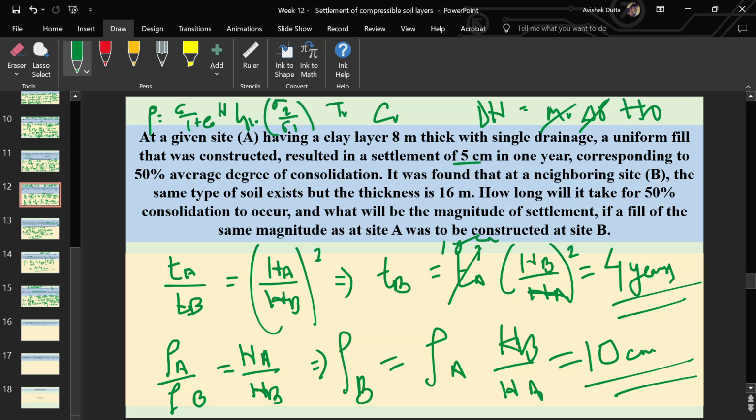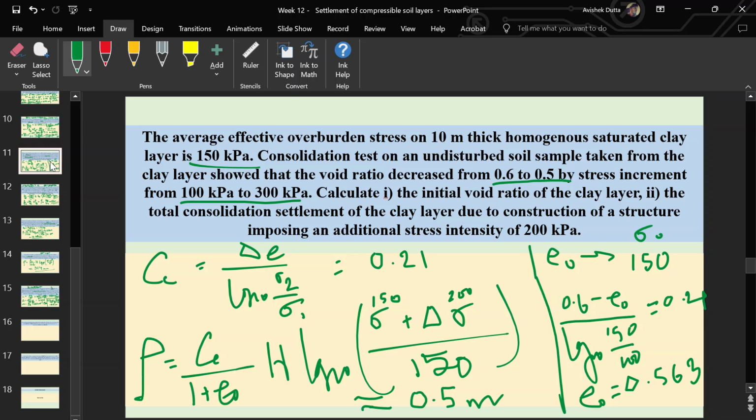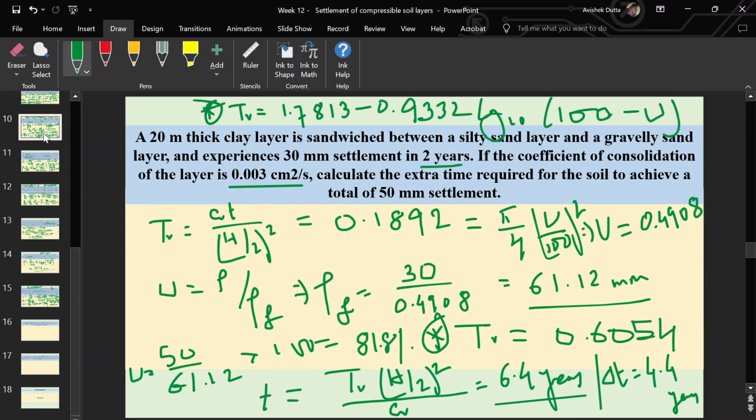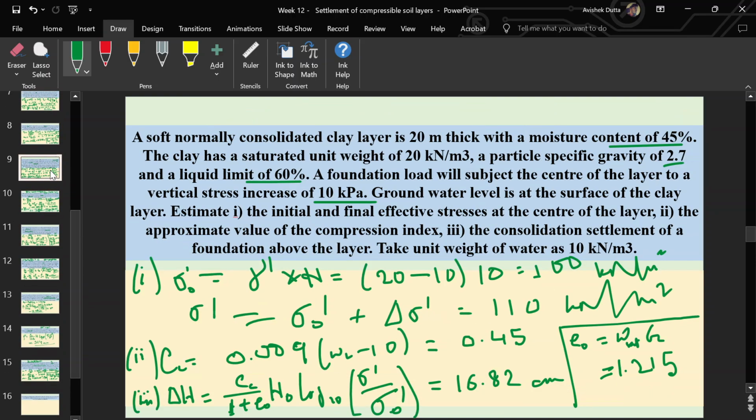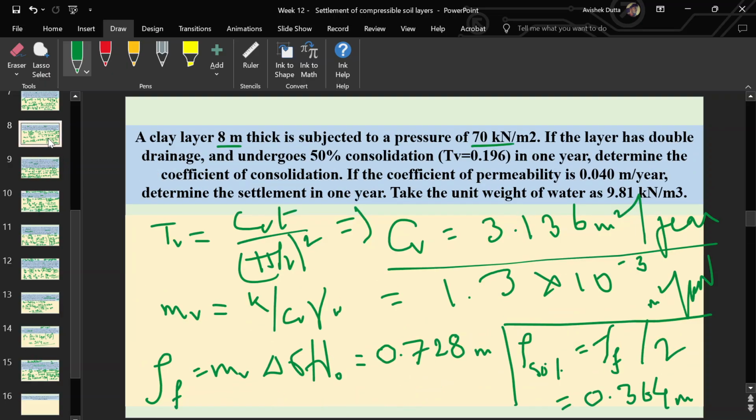Okay, even if you don't consider this formula over here, using this formula, if all the other factors are constant, that is Cc and E0 are constant because it is the same type of soil, same situation, then rho A by rho B equals HA by HB. So better we do not use the formula for the ultimate settlement; we use the general formula to find out the settlement as per the increment in effective stress at any particular stage of consolidation. Because this is the formula for ultimate settlement.